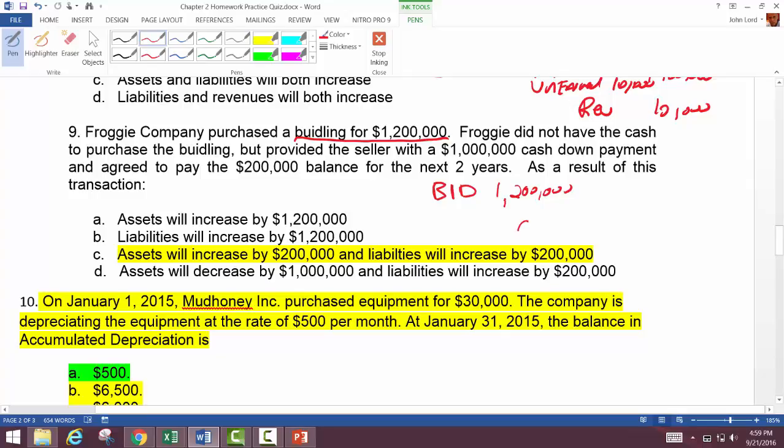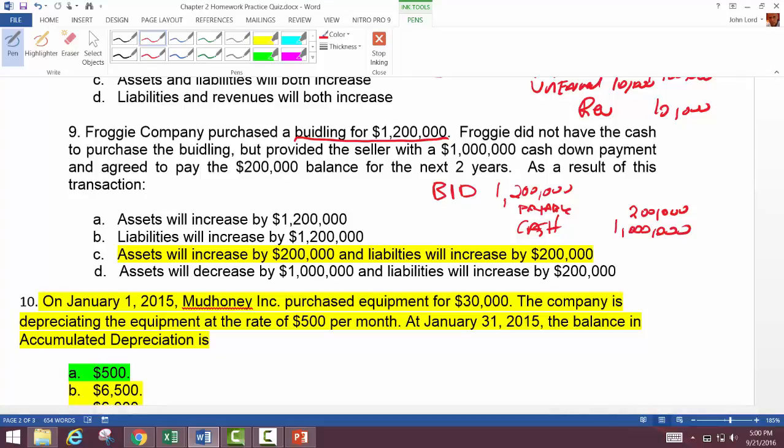I have to credit my cash. I'm giving up the cash as a down payment, right? So I have to credit cash for $1 million. Do I need a debit or a credit to make this journal entry balance? Not a trick question. I need a credit of 200,000 to make this journal entry balance, and that credit is going to be to payable, isn't it? Because I have to pay a bill later. Get it? Pay a bill, a liability. I have to pay the person later. That's a liability, isn't it?